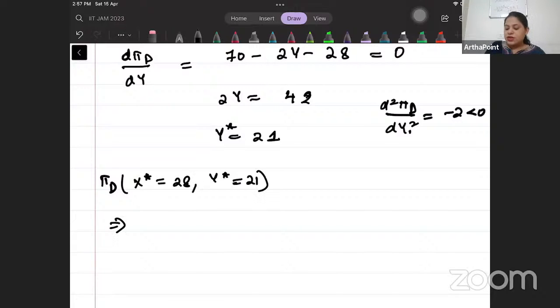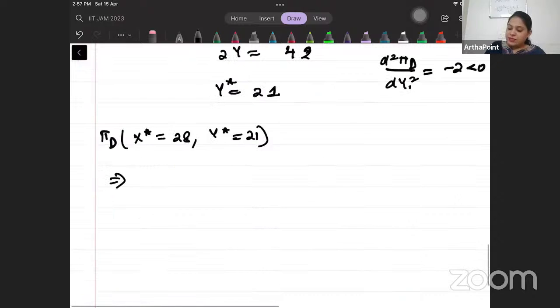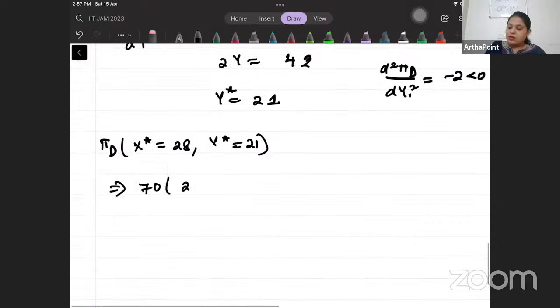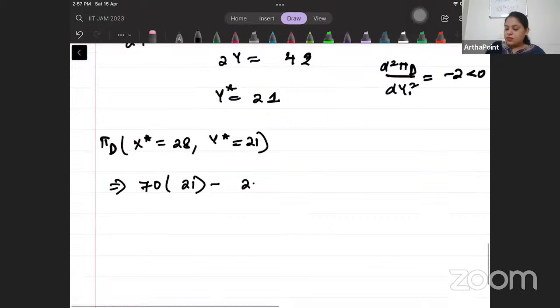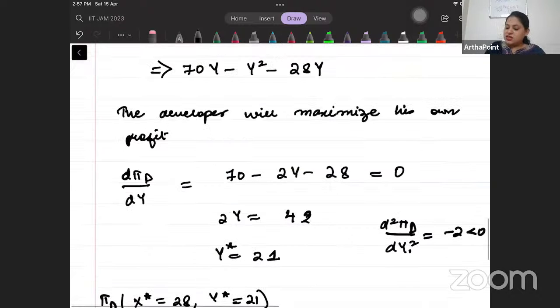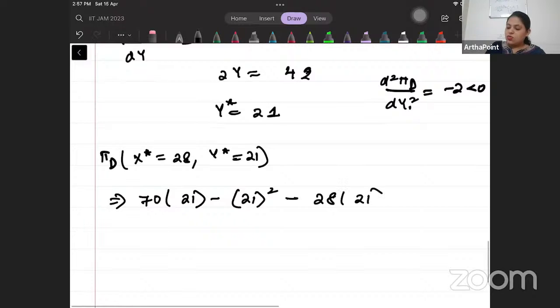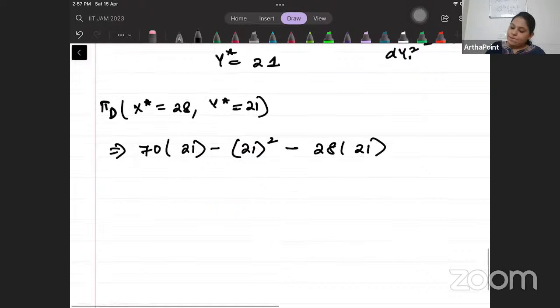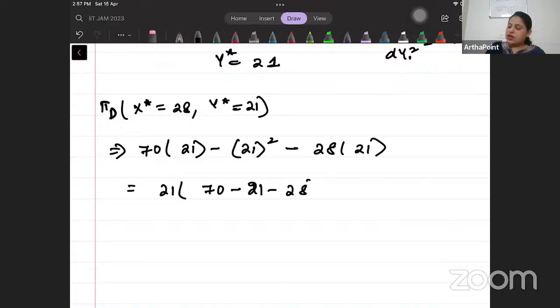What will be his profit? His profit will be 70y minus y square minus 28y. So if I take 21 common, 70 minus 21 minus 28, that is 21, so 21 square, which is 441. Okay, so the profit will be 441.